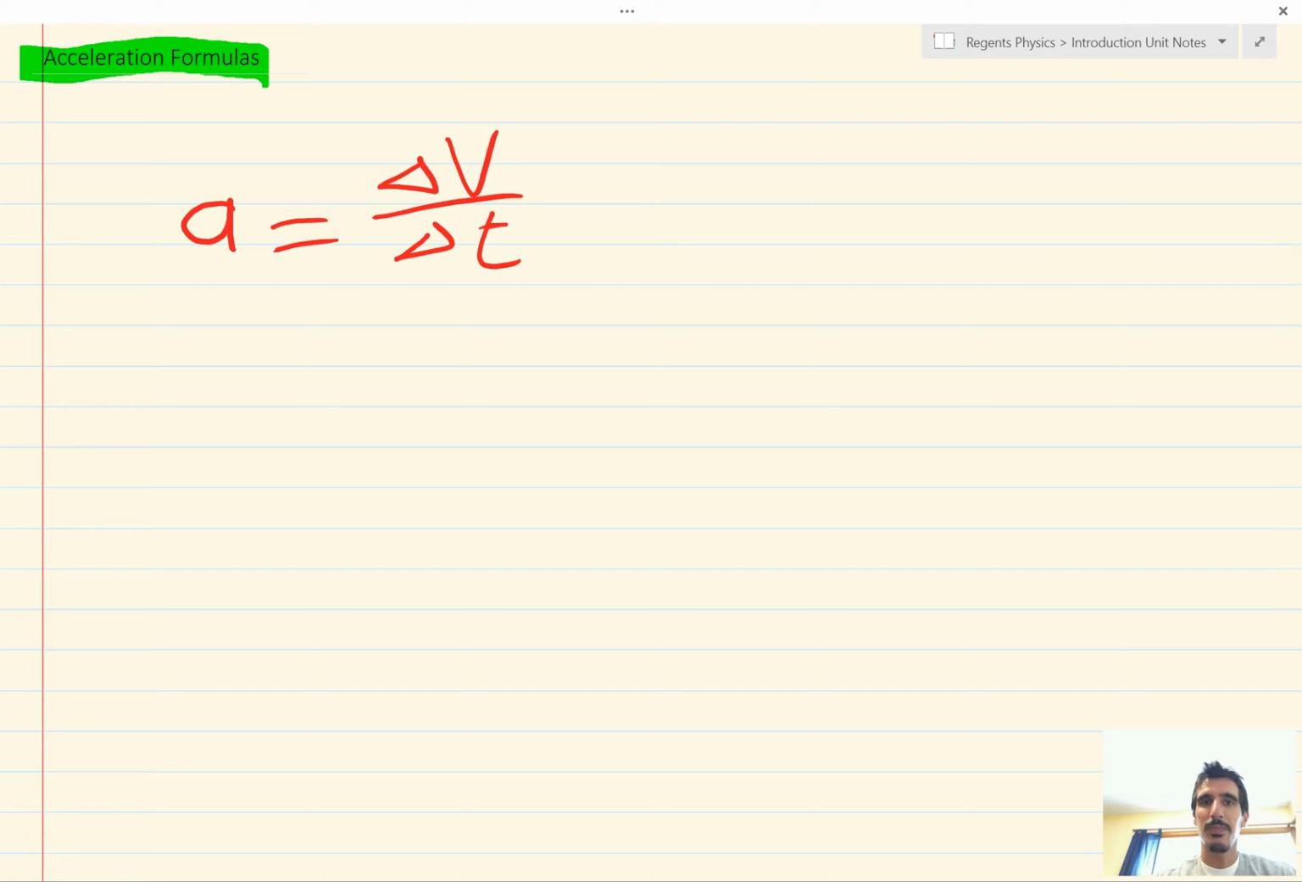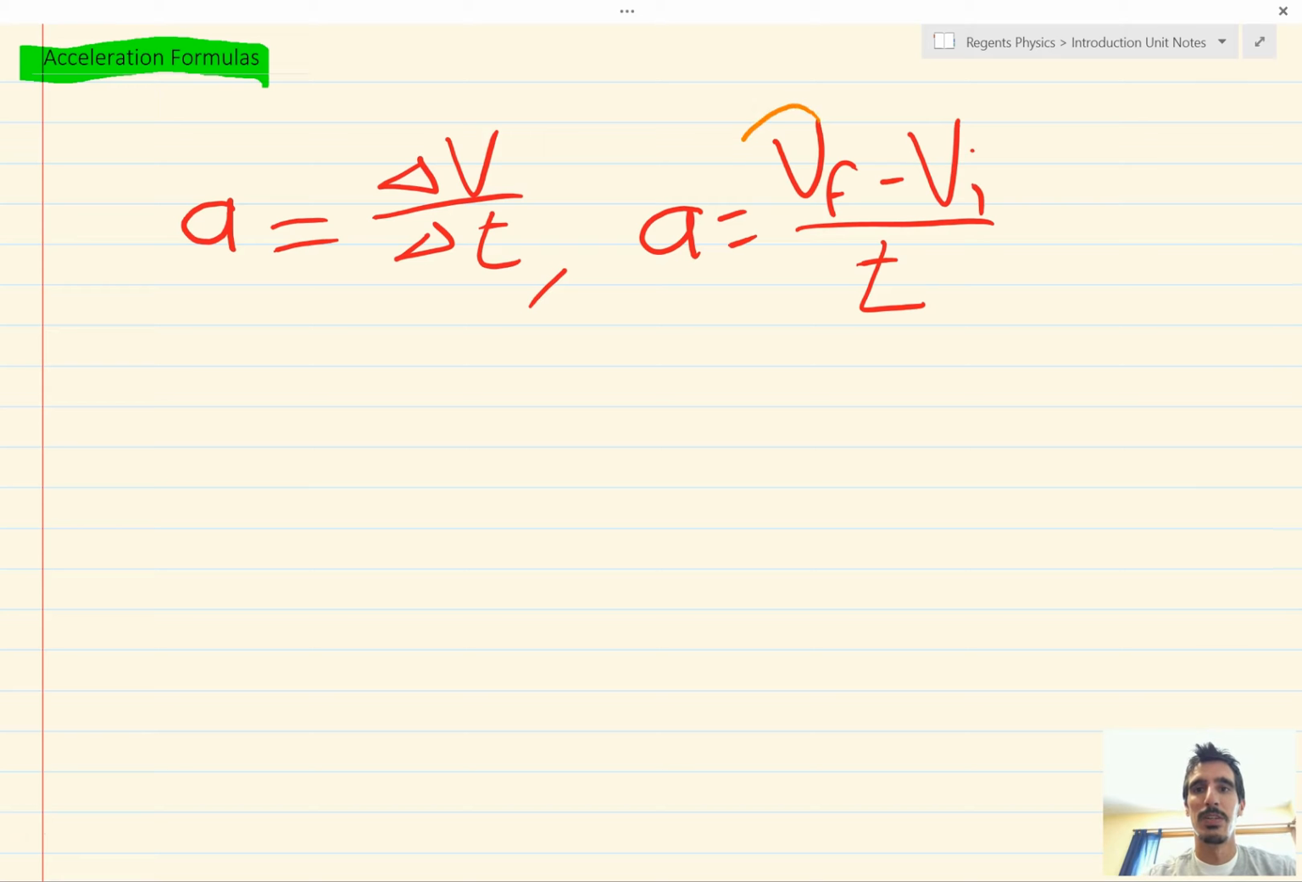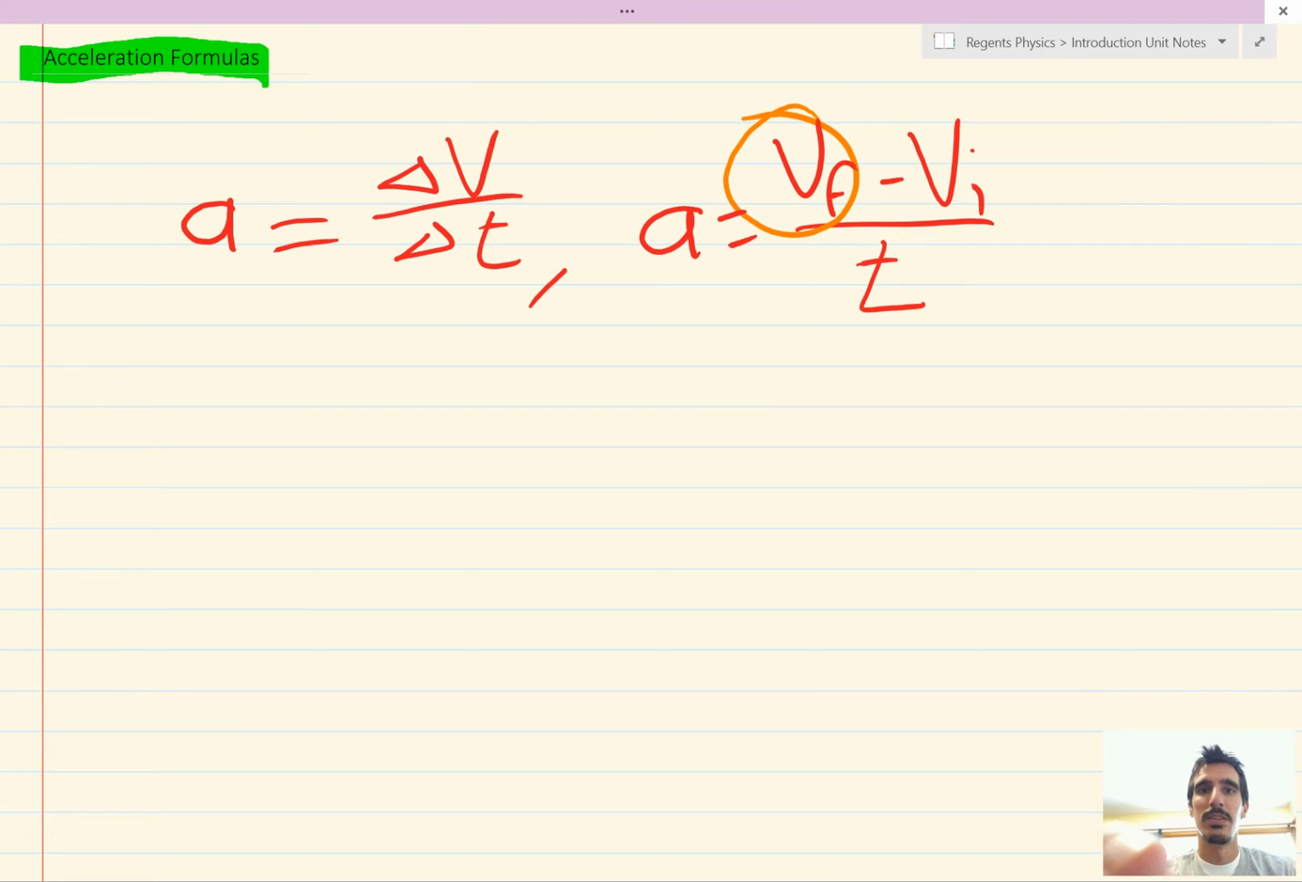First one we'll do is our standard acceleration formula, which says acceleration is the change in velocity over the change in time. Whenever we do a change in something, it's always the final minus the initial. So really this is acceleration is VF, final velocity, minus VI over time. And what we want to do with this formula is solve for the final velocity. So we want to get VF by itself. First thing we'll do is multiply both sides by t.